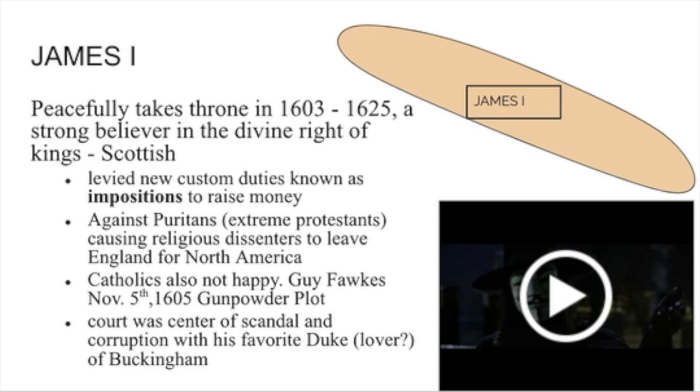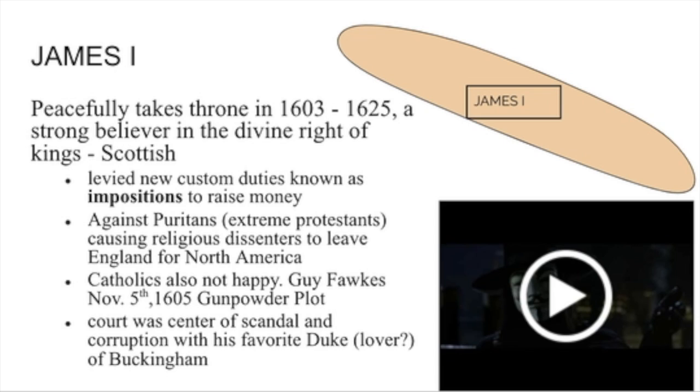So he levied, that means raised, new taxes on the people. He also was against Puritans, who were extreme Protestants at the time, and he was also against Catholics. And as a result, he had two groups of people that were upset with him: the Catholics, who didn't like the Protestant rule, and the Puritans, who didn't like the current Protestant rule of the Anglican Church.